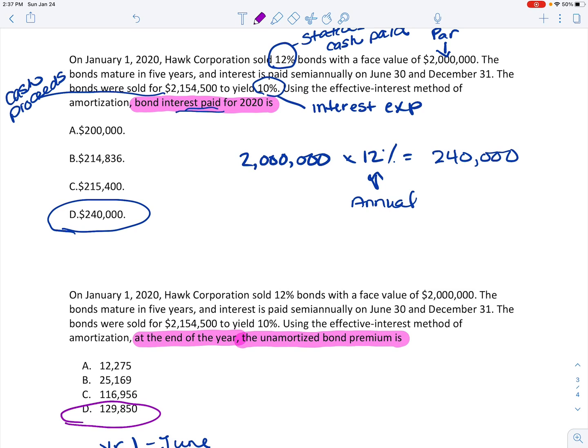Hopefully that helps explain these bonds a little bit better and the amortizing using that effective interest rate. If you have more questions, please let me know.